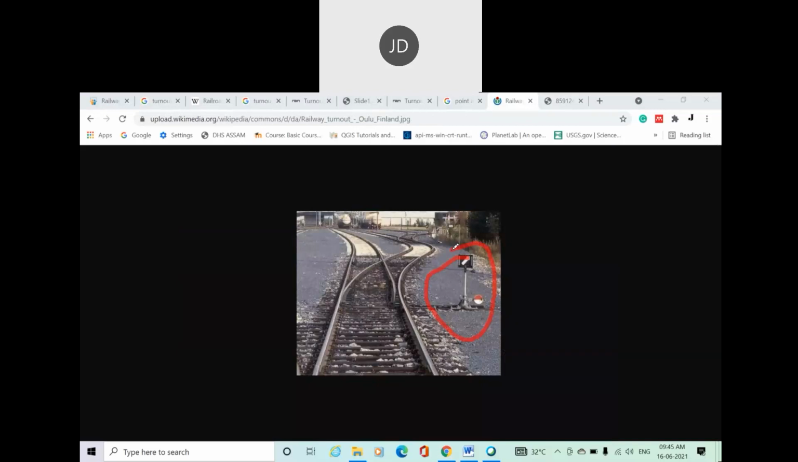This is the switch. Okay, or you can say switch motor. Previously it was operated manually. Now it can be operated from the headquarter or in the office itself. Using this switch or point, a particular train can move its direction. How it can move, we're going to discuss in coming classes.